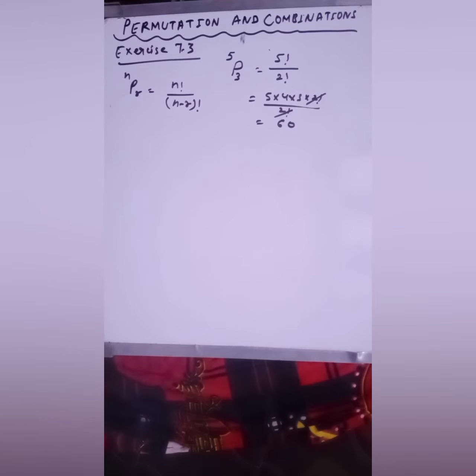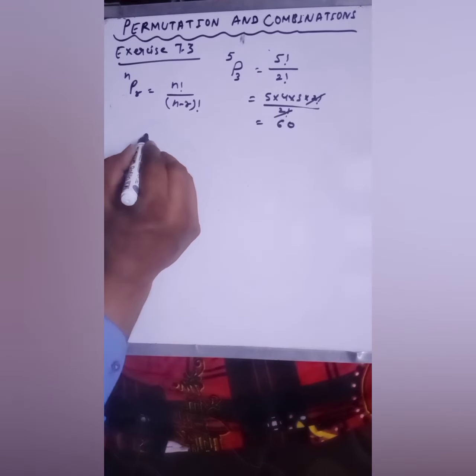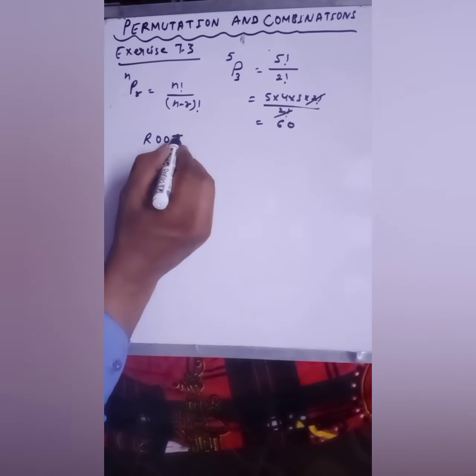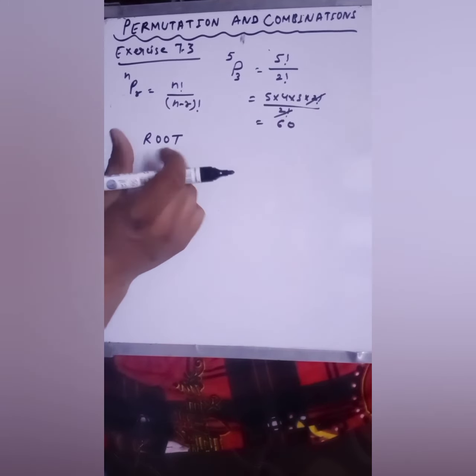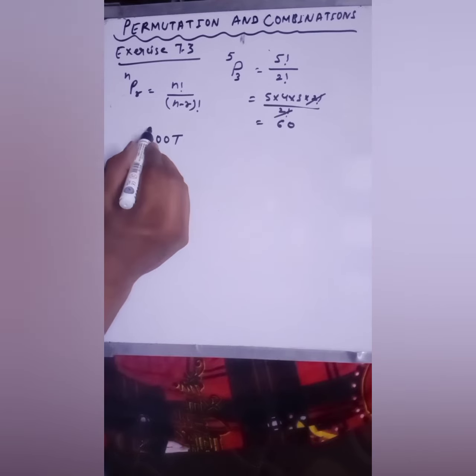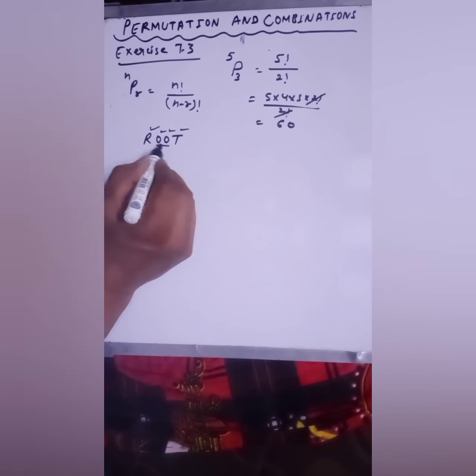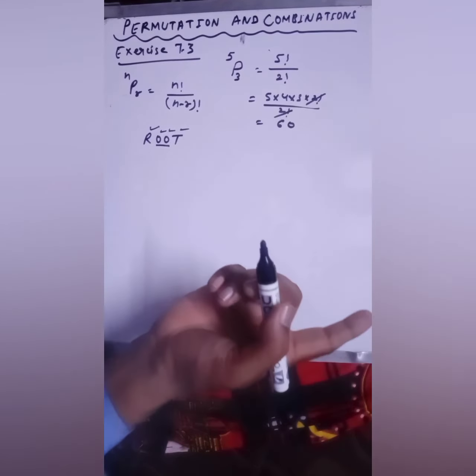Got it? So there are different types of permutation. See, suppose there is a word, root. You have 4 letters in this, but as you can see, the two o's, the same kind of letters, are repeating in this.